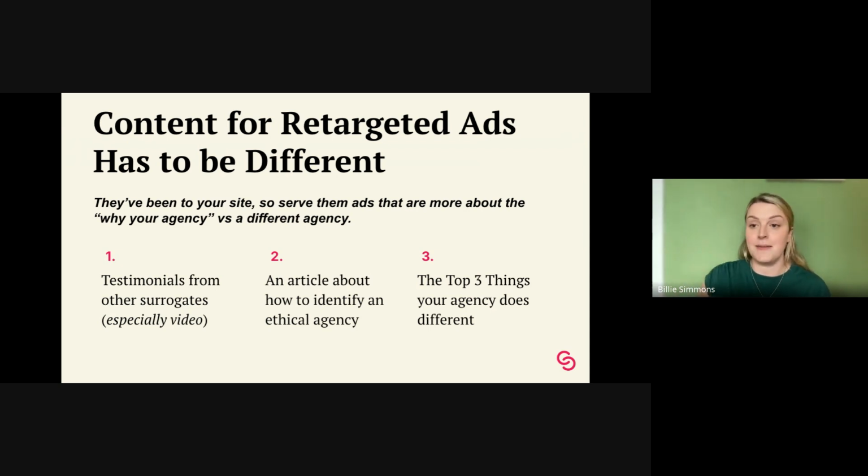So you can't be showing them the same ad over and over again. If someone looks at an ad more than a handful of times and it's the same ad, they're just not even registering that ad anymore. Our brains just kind of start to shut it out.